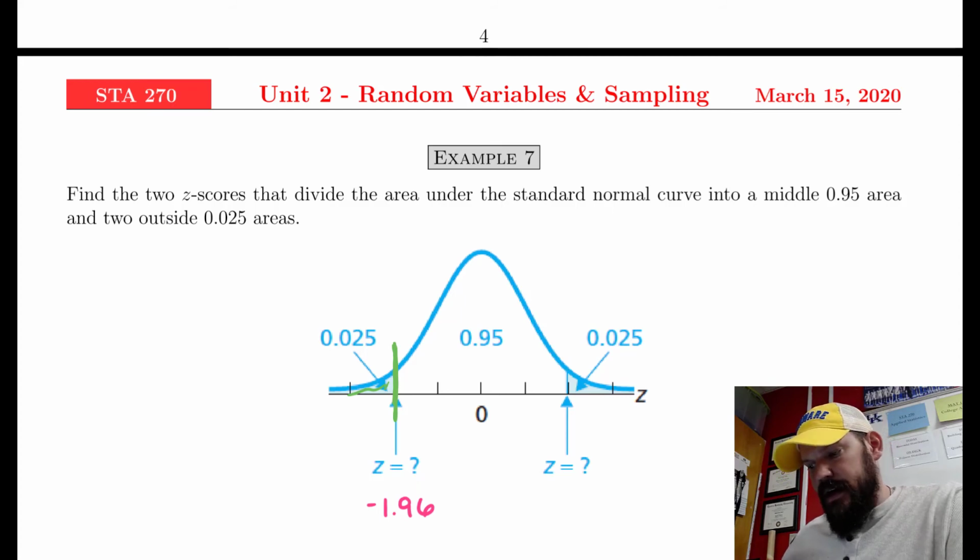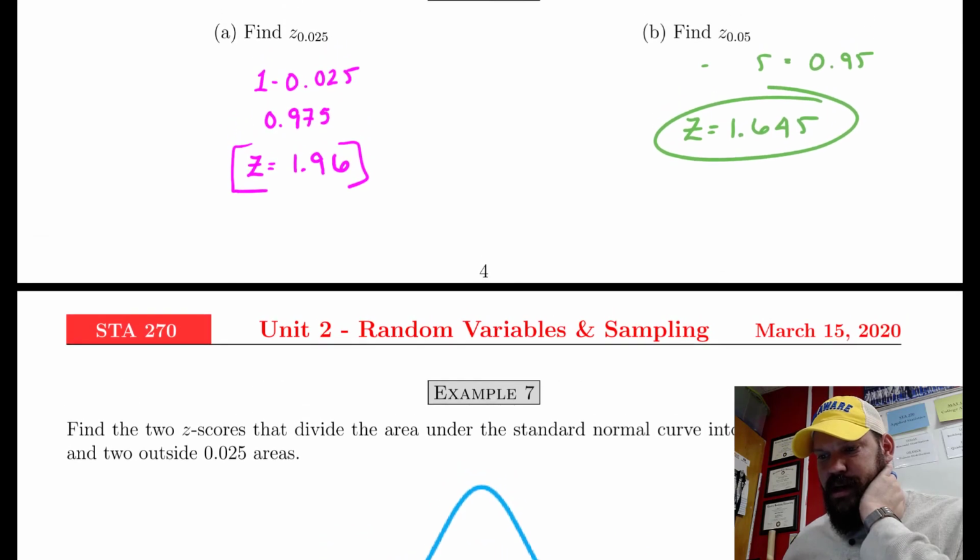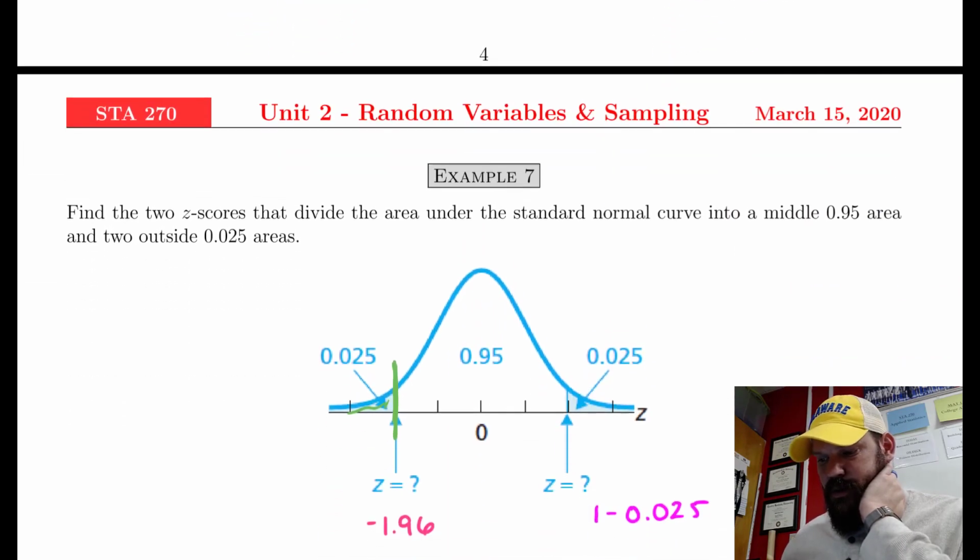Then we want to find the one that has the area to the right that is also 0.025. We're going to use the table, but I'll talk to you about the symmetry of this table in a second. The area to the left of this is going to be 1 minus 0.025. We already found that in part A of example 6, which is a z-score of positive 1.96.